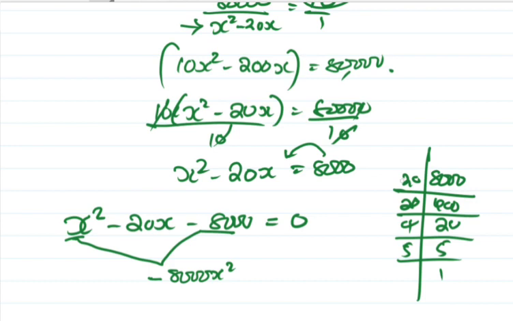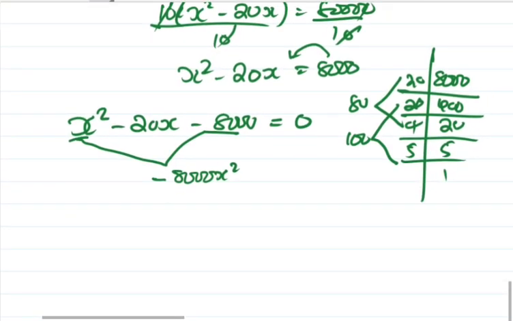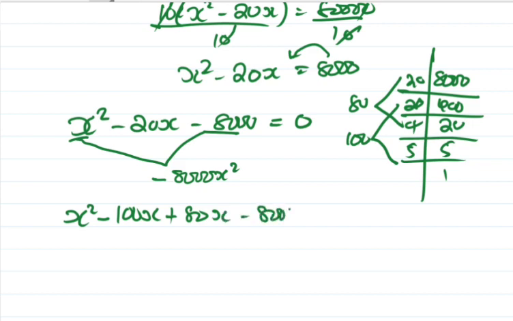Instead, let's just take this one and this one. Here we take a sum of 80, and here a sum of 100. We would have 100 multiplied by 80, and negative. So it would be x squared minus 100x, then plus 8x, then minus 8,000 is equal to 0.